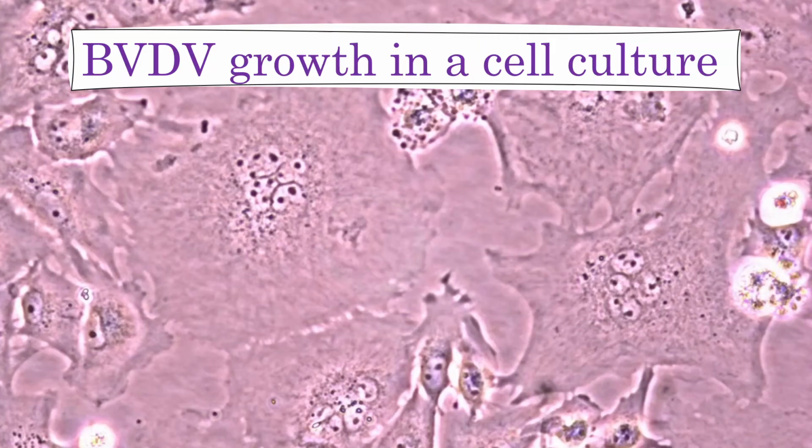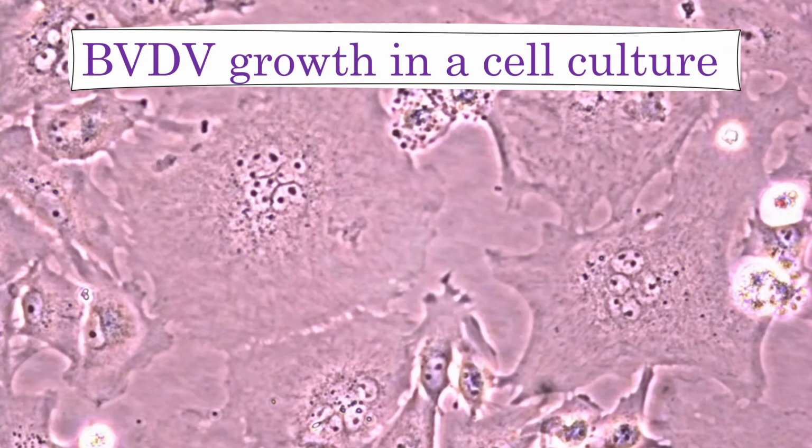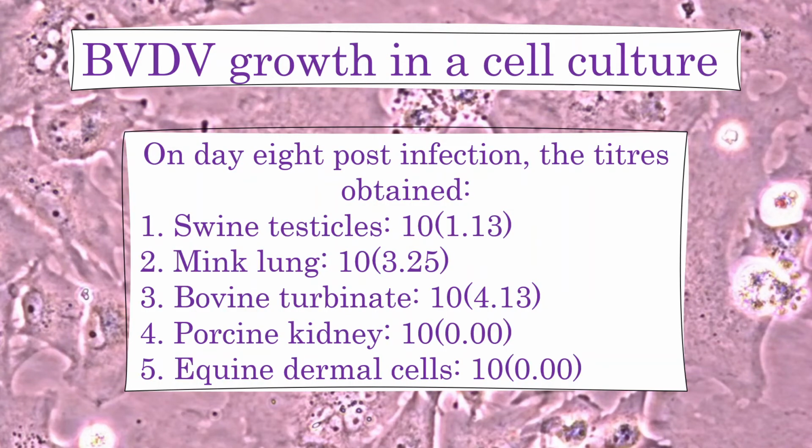How easily does BVDV grow in cell cultures? BVDV is a virus, and unlike bacteria, can only be grown within living cells. Different viruses grow in different types of cells. A comparative study was carried out to determine the susceptibility of 5 different cell types to bovine viral diarrhea. The titers obtained on day 8 post-infection are shown here.